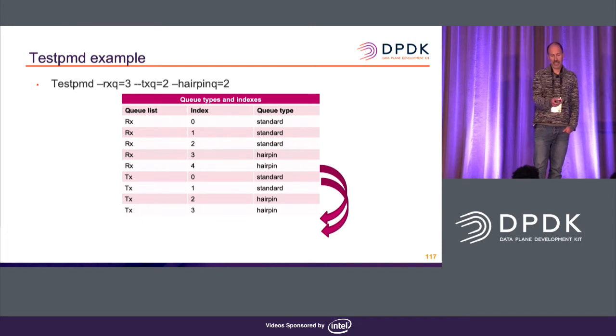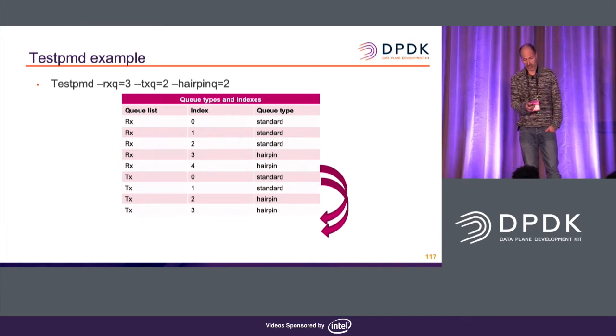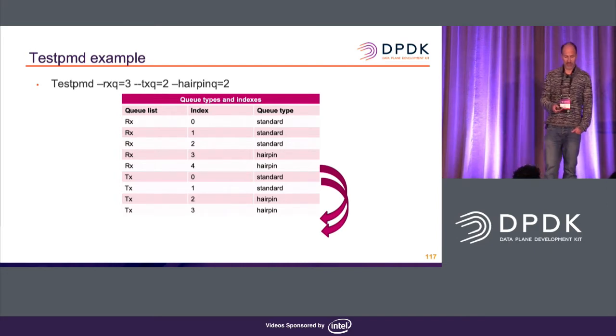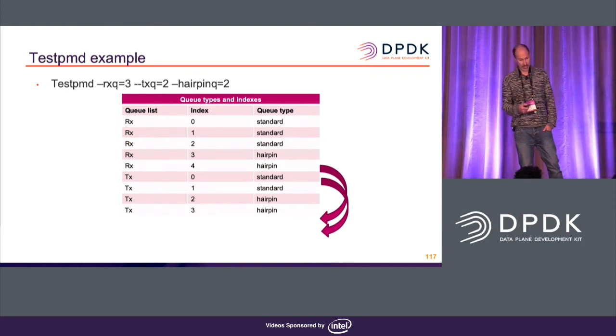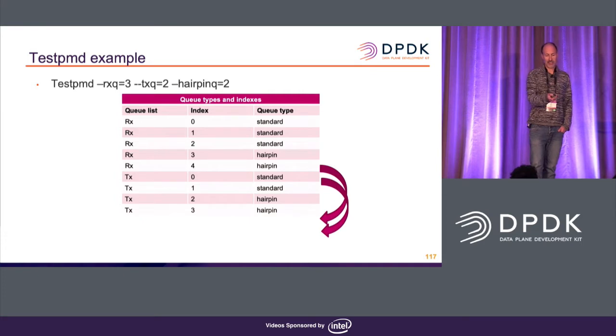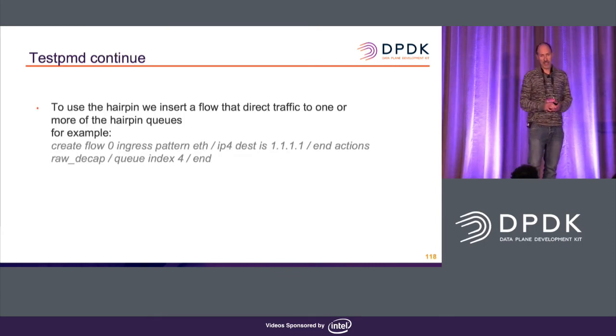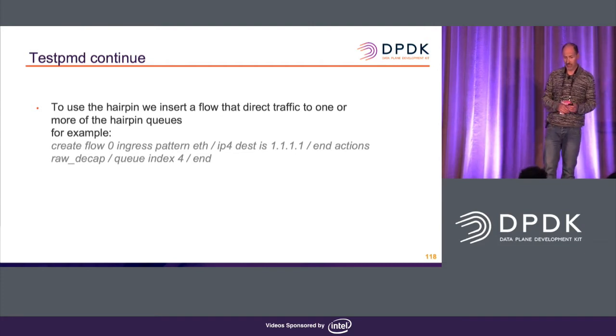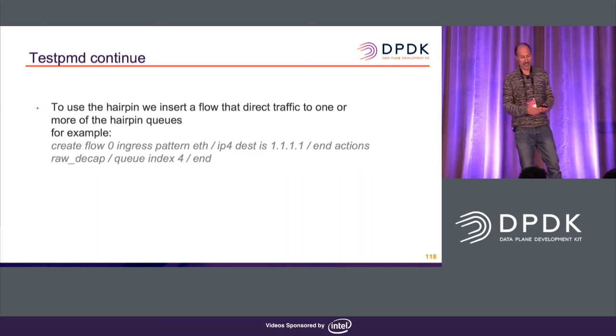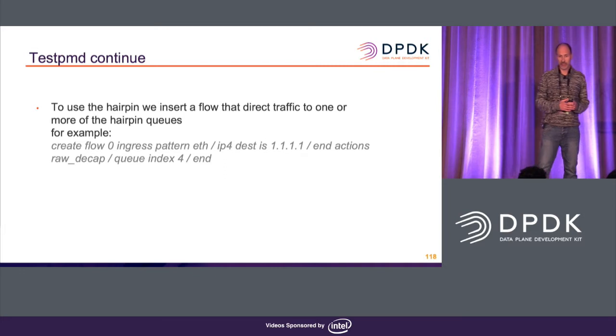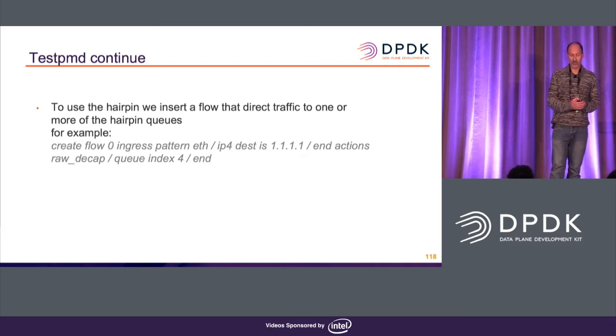And then we're binding the first hairpin RX queue, index 3, to the TX queue index 2, and RX index 4 to TX index 3. So any packet that will be received by RX queue index 3 will be automatically moved to TX queue number 2. Okay, and the final step, in order to run it, is to create an RTE flow command. In this command, we are matching on some IP destination. We decap the packet and send it to queue index 4, which is a hairpin queue. The NIC itself will transport it back to the wire using the relevant TX queue.